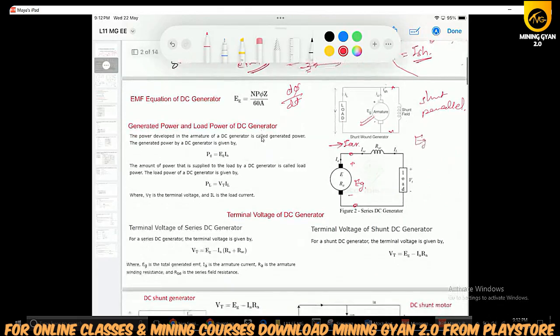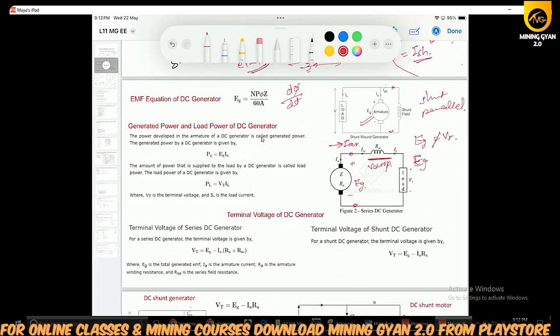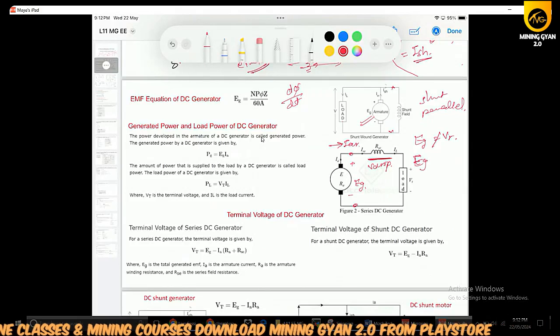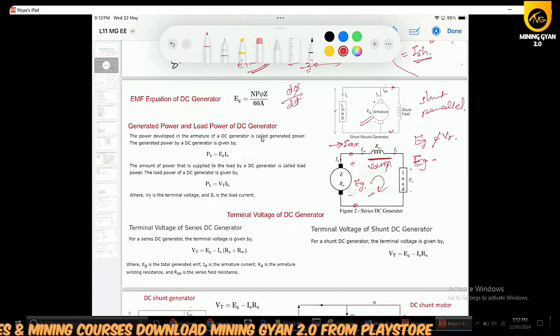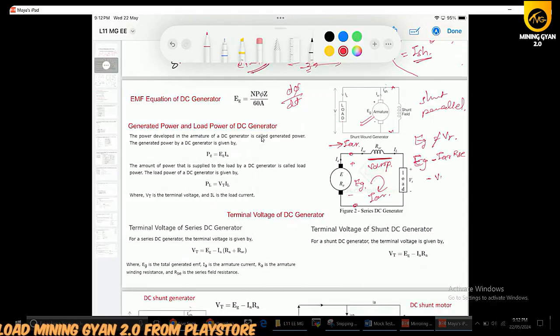But here E_G is not equal to V_T because a voltage drop will happen across the series winding. As E_G is the total generated voltage, let us apply the KVL equation. If the current is flowing in this direction, then E_G minus I_AR R_SE minus V_T equals 0. So E_G will be the voltage drop plus the terminal voltage across the load.